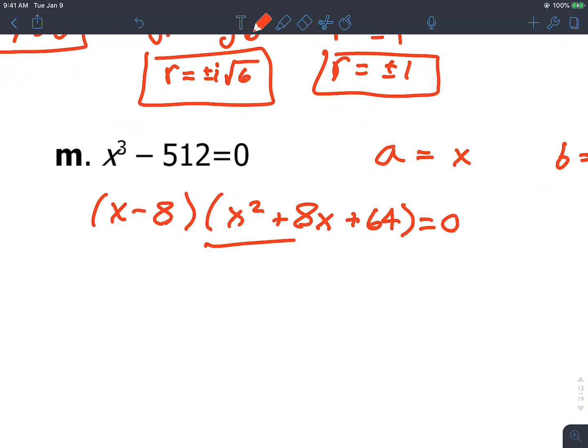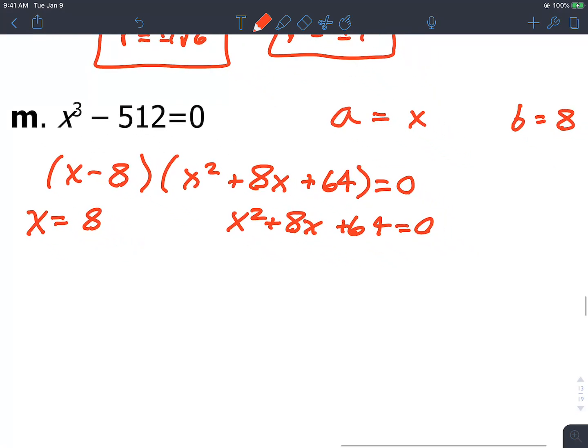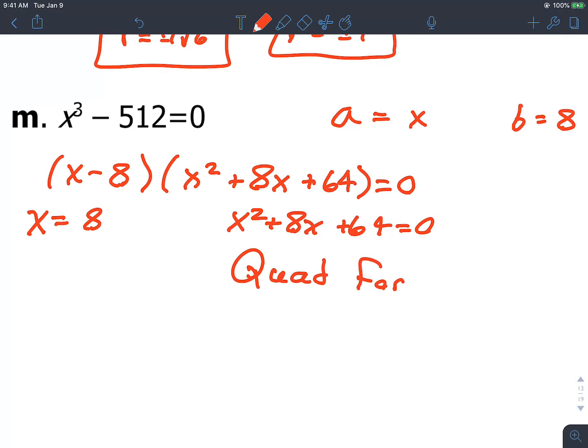All right. Now, since we can't factor this right-hand side anymore, we're going to have to use a different technique to figure out the solutions for those. So this first thing here we can say is equal to 8. Technically we can write out x squared plus 8x plus 64 equals 0. You can try factoring, but you're not going to be able to factor the rest of that. So here's what we're going to do: we're going to use the quadratic formula to find the solutions for the rest of this.